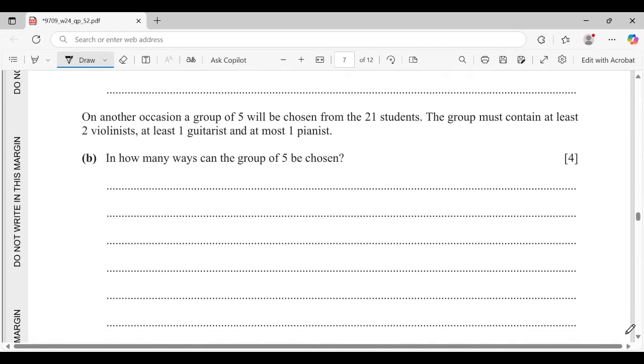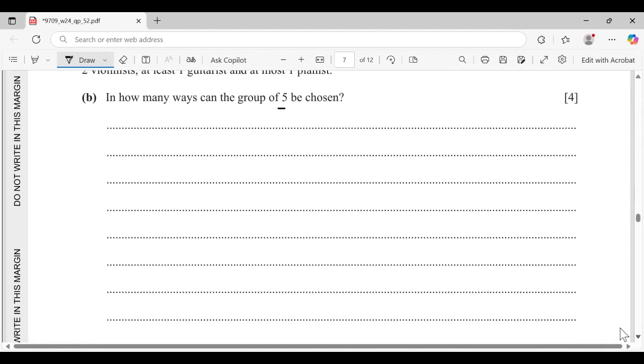On another occasion, a group of 5 will be chosen from the 21 students. The group must contain at least 2 violinists, at least 1 guitarist, and at most 1 pianist. In how many ways can the group of 5 be chosen? Right. So I would like to create a table for the scenario.